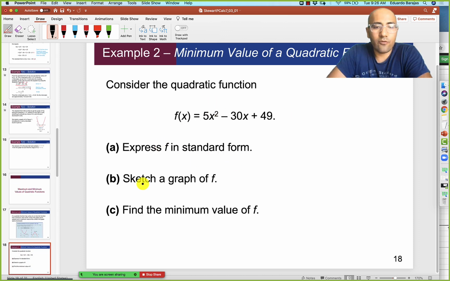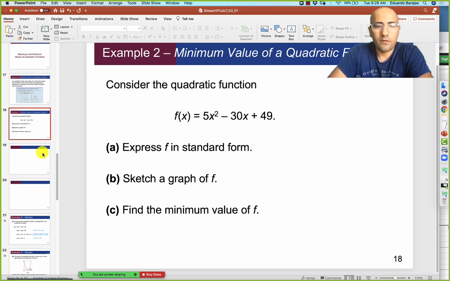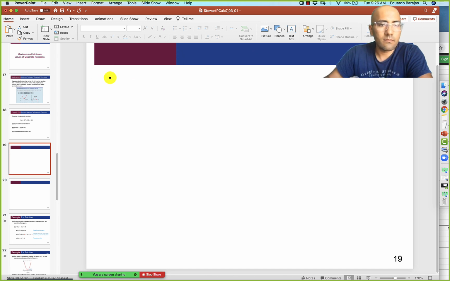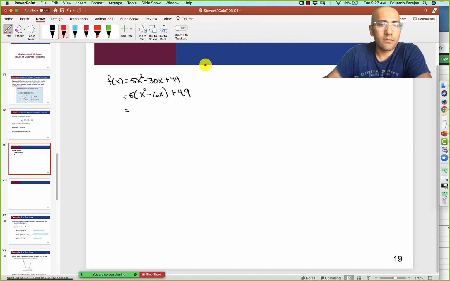Okay, consider this quadratic equation: express it in standard form, sketch the graph, and find the minimum value. Okay, so again, another opportunity to practice our complete the square process. So let's add a slide. So 5x squared minus 30x plus 49. Okay, so factor out that 5. We'll get x squared minus 6x plus 49. And then we want to add and subtract the perfect thing. That's going to be half of this squared. Same as before, we're going to end up with 1/2 of the negative 6, squared, gives you negative 3 squared, equals 9. Okay, so then that's what we add and subtract.